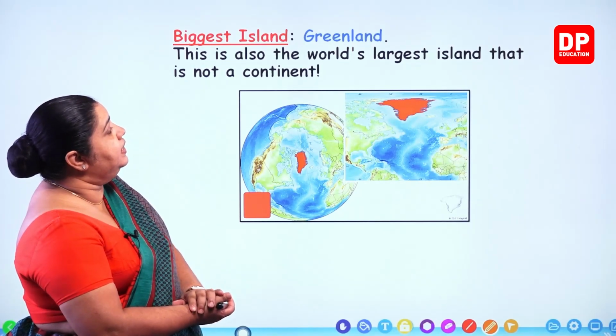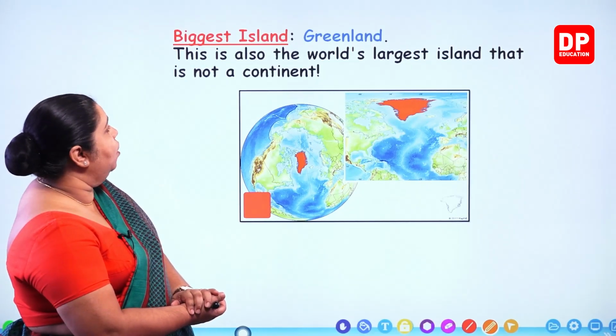This is also the world's largest island that is not a continent.